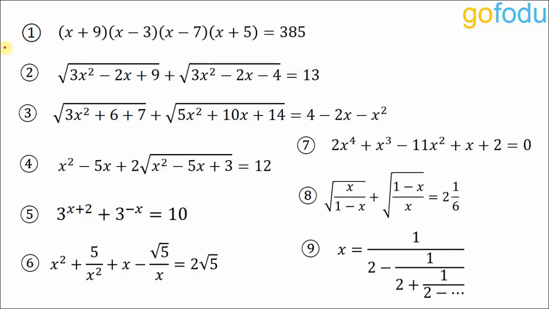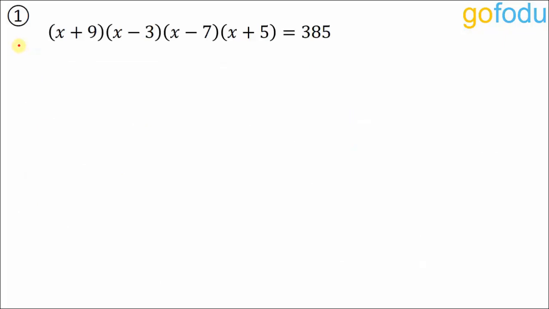Hello. In this video, we are going to look at equations reducible to quadratic equations, which means that these equations will not look like quadratic equations at first look, but they actually are quadratic equations in disguise. So we'll start with this first one. If you want to give it a try, just pause the video and try yourself. We'll start with this first equation.